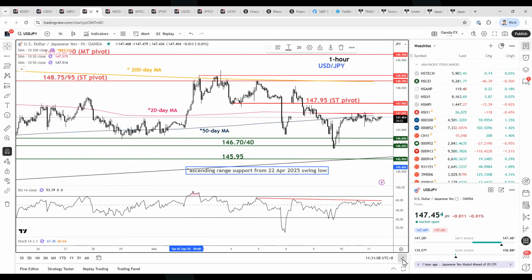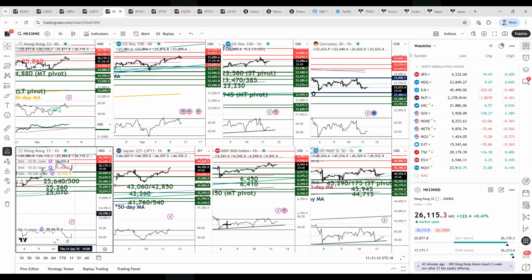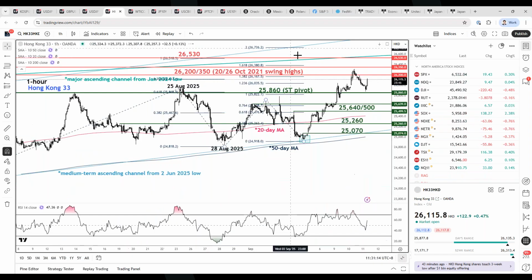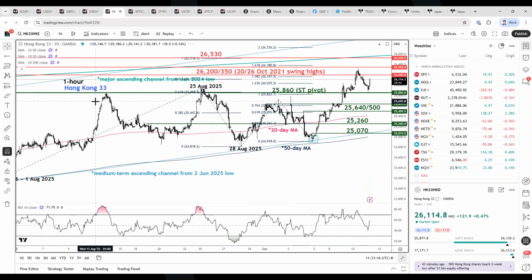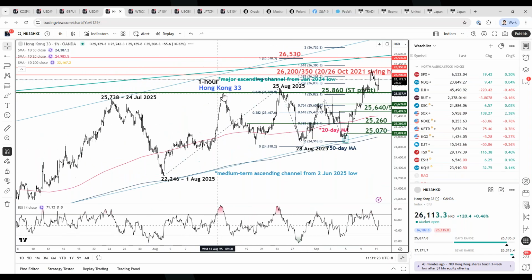Okay, so that sums up the FX market. So now let us immediately go to the major stock indices very quickly, starting with the Hong Kong 33. The Hong Kong 33 did a bullish breakout from that 4-week ascending triangle sideways range configuration that has been in place since 13th of August over here.